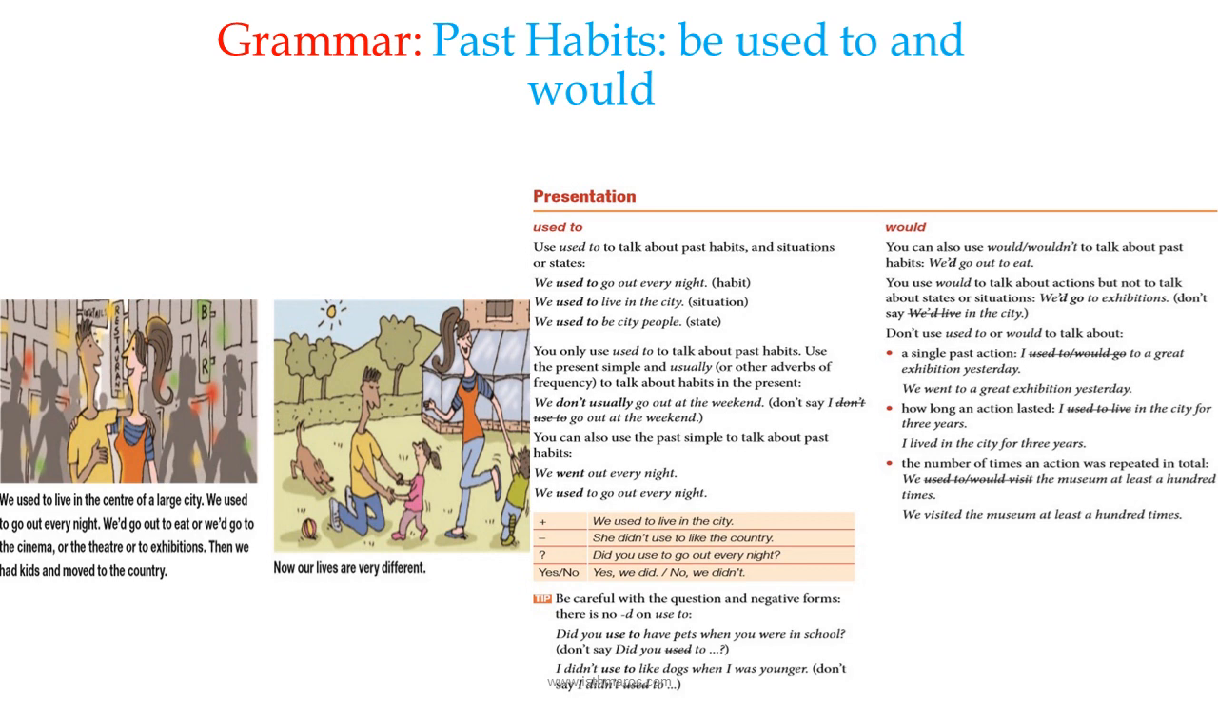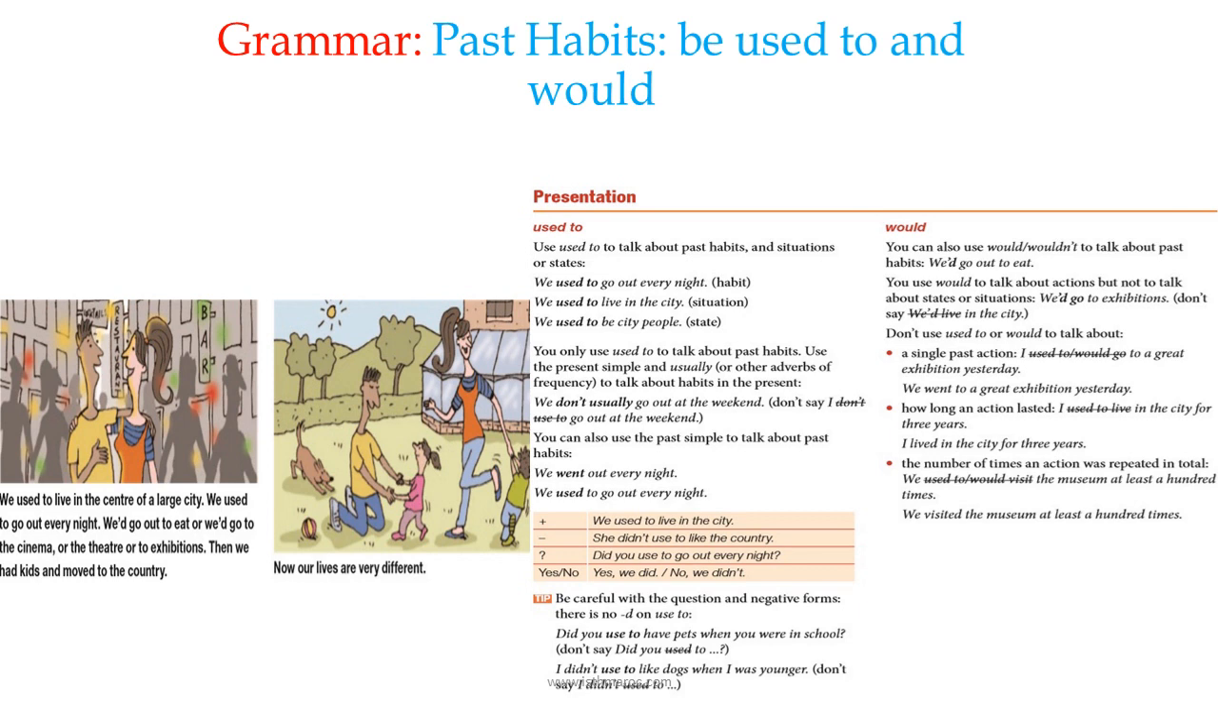Presentation. Used to talk about past habits and situations or states. Examples: we used to go out every night. This is a habit. Two, we used to live in the city. This is a situation. Number three, we used to be city people. This is a state. It's okay.